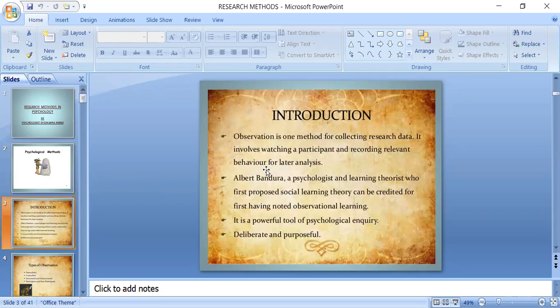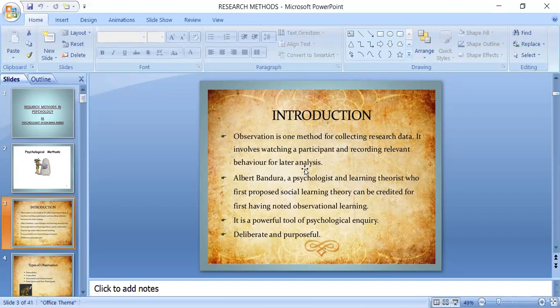So, first method is observation. So, let's start. What is observation? Observation is one method for collecting research data. It involves watching a participant and recording relevant behavior for later analysis.